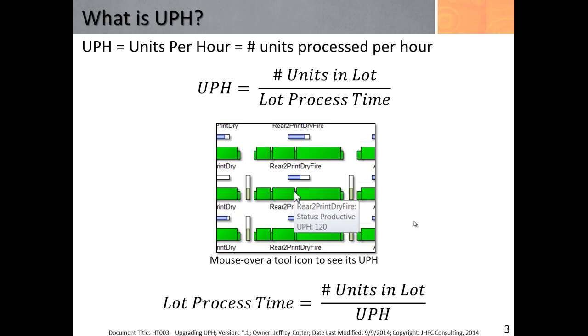You can see the UPH of all of your tools simply by mousing over its tool icon in the VMES. So for example here, the rear to print dry fire step has a UPH of 120 units per hour. Another expression of throughput is the lot process time. That's just given by the number of units in a lot divided by the UPH.